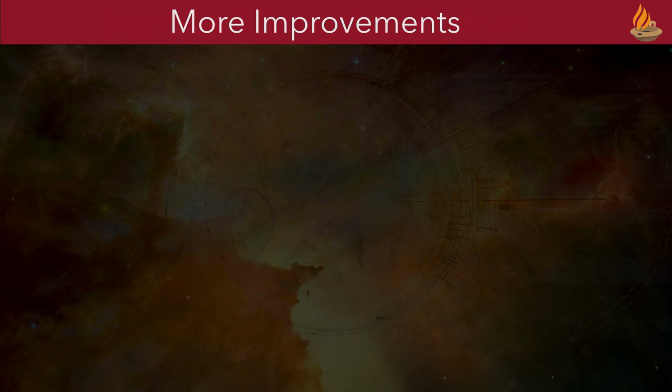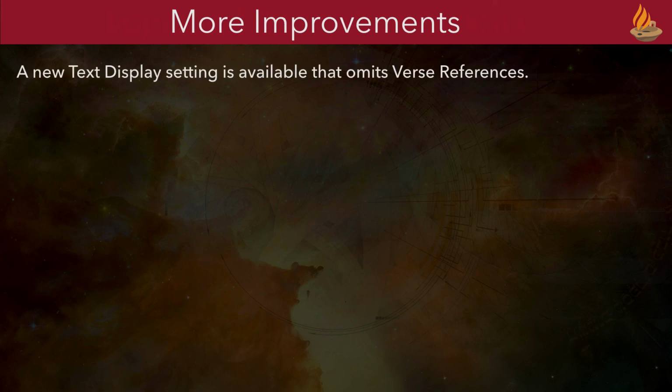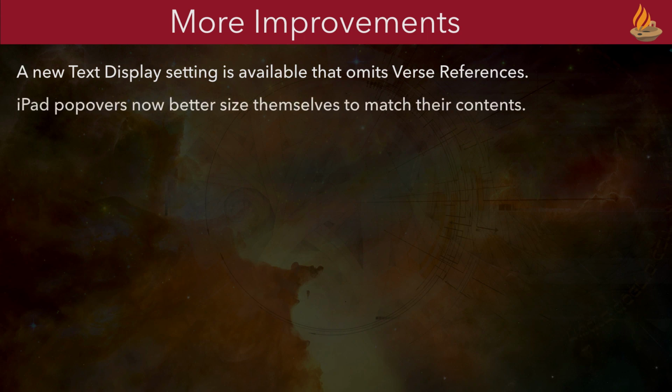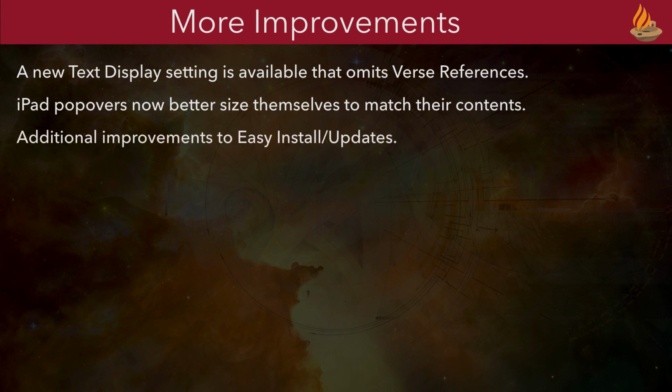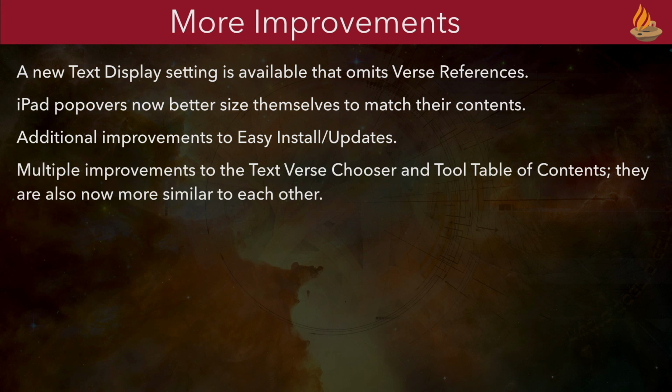Here are even more improvements. A new text display setting is available that omits verse references. iPad popovers now better size themselves to match their contents. Additional improvements to easy install and updates. Multiple improvements to the text verse chooser and the tool table of contents. They are also now more similar to each other. And finally, see Accordance Mobile help for a complete list.